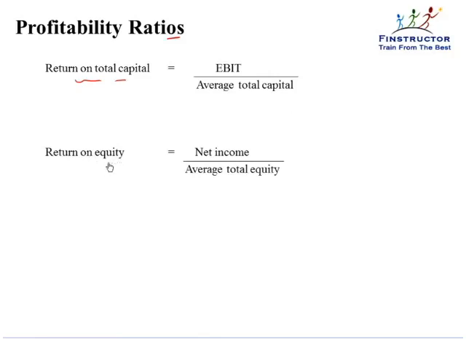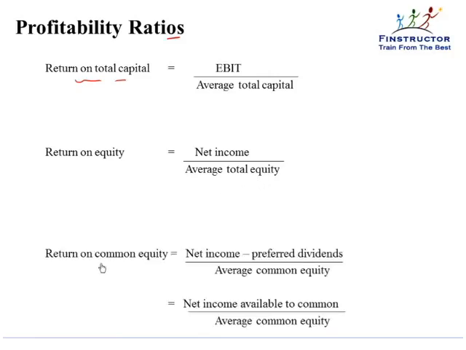We'll be talking about it in many other reviews as well. Defined as the net income in the previous year upon the average total equity. Sometimes we use the beginning equity as well, or the beginning book value, as we'll see in other reviews. The return on common equity, as the name suggests, would be what is available for common shareholders, that is net income minus preferred dividends upon the average common equity. That is the net income available to common shareholders divided by the average common equity.